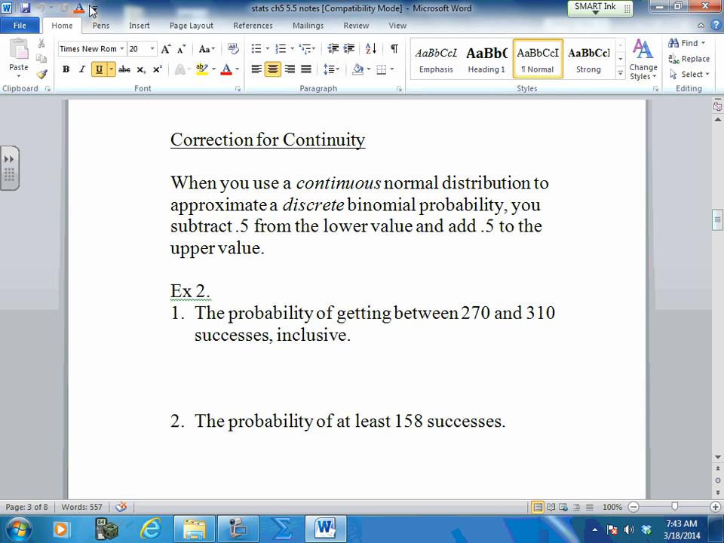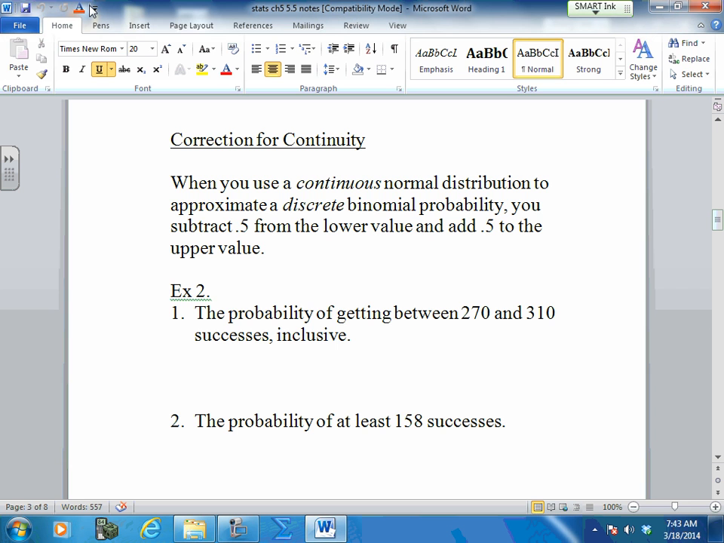So to close that gap, we're technically going to subtract 0.5 from your lower value and add 0.5 to your upper value. But we have to be careful here, because when we actually do the probability, we have to be careful if it was an upper boundary or a lower boundary. So we have to know if we're subtracting it or we're adding it.